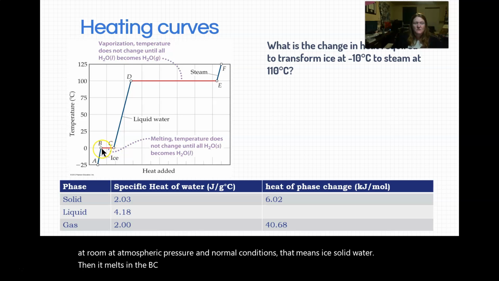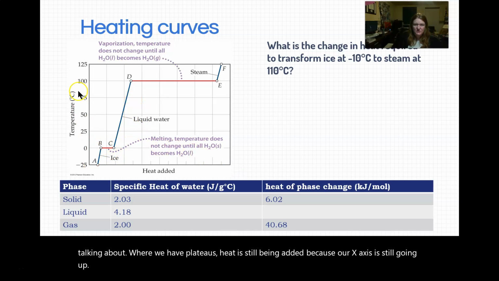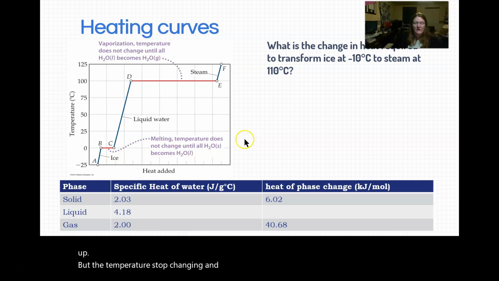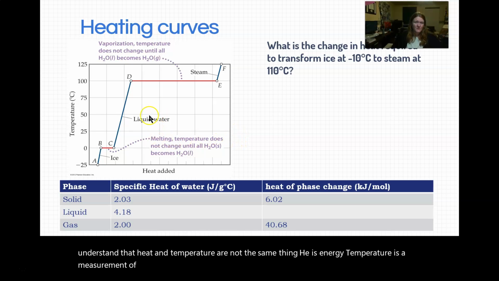You'll notice the temperature stops changing. That's what I was talking about. Where we have plateaus, heat is still being added because our x-axis is still going up, but the temperature stops changing. And so this is where it's really, really important that you understand that heat and temperature are not the same thing. Heat is energy. Temperature is a measurement of average kinetic energy in the particles, right?